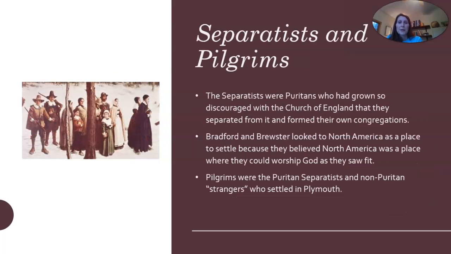Separatists and Pilgrims. The Separatists were Puritans who had grown so discouraged with the Church of England that they separated from it and formed their own congregations. Bradford and Brewster looked to North America as a place to settle because they believed North America was a place where they could worship God as they saw fit. Pilgrims were the Puritan separatists and non-Puritan strangers who settled in Plymouth.